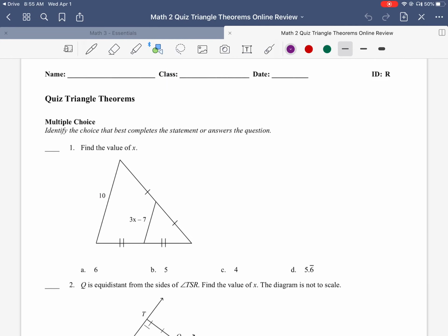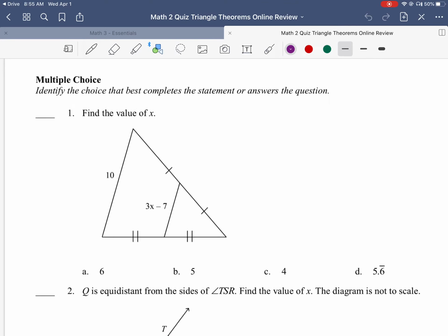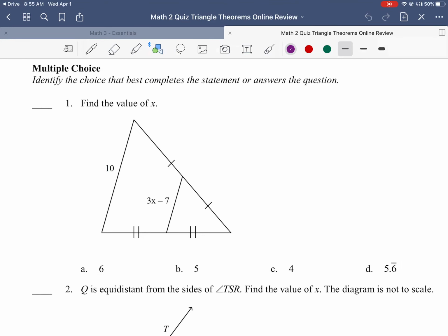Good morning, everybody. I'm going to do a little review for your quiz today. So just work through this and let me know if you have any additional questions.